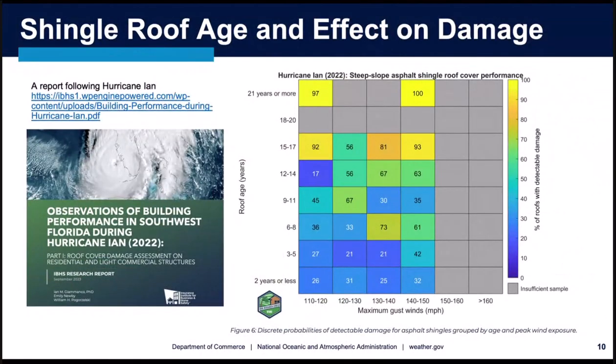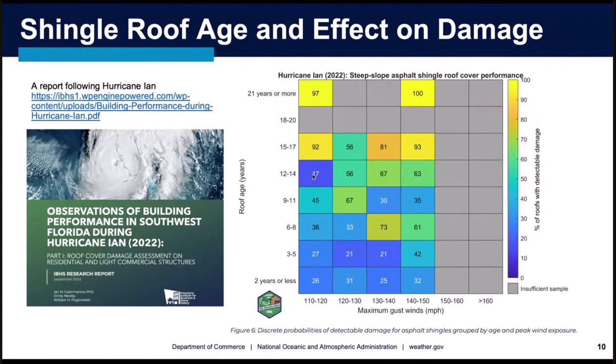So here's the caveat with any shingles, and that is the age of the shingles. We have a great study here from the Insurance Institute for Business and Home Safety. These are observations from Hurricane Ian in a report by Ian Giammanco, Emily Newby, and William Pogorzelski, I think is his name. They looked at a huge survey of houses in Western Florida and noted their age, and then also using a wind speed analysis from NIST on the horizontal, you can see the amount of damage for each category.